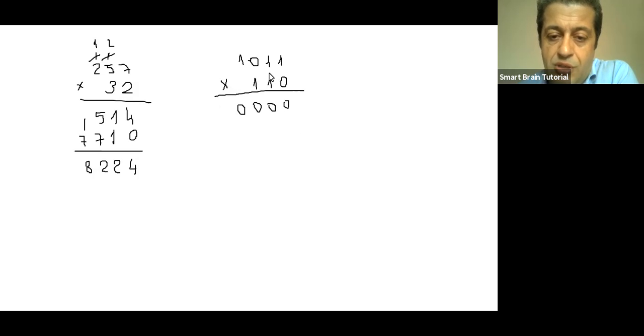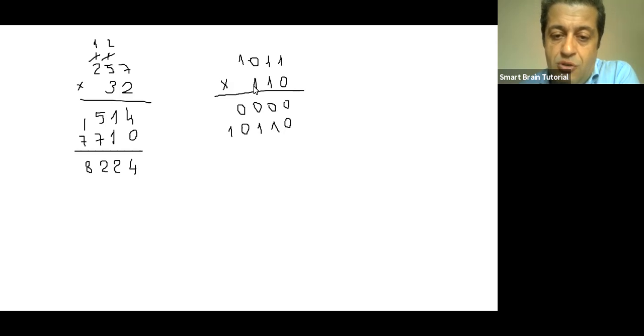Now we should start from the second column. So we can put a 0 here and then start from here. So we have 1 times 1, it is 1. 1 times 1 again, it is 1. 1 times 0, it is 0. And 1 times 1, it is 1.